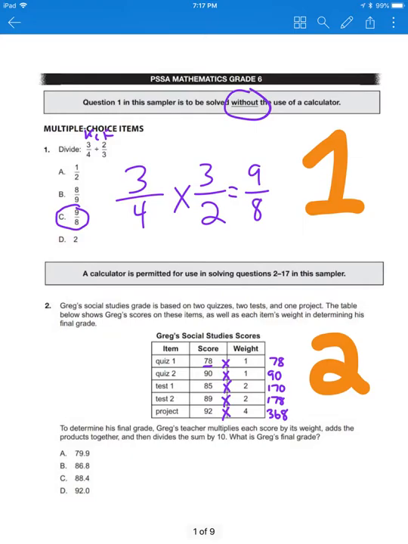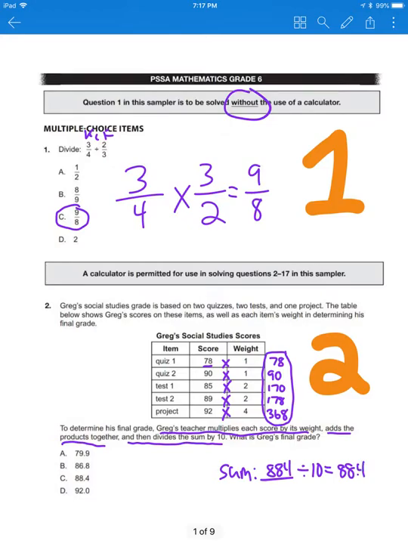368. Now the next thing I have to do says Greg's teacher multiplies each score by its weight. Okay, I did that. Now then he adds the products together. So now I have to add these numbers all up. So I'm going to add those up on my calculator, and I'll get my sum of 884. Okay, the last thing it says, and then divides the sum by 10. So now I'm going to do 884 divided by 10, which is 88.4. And it says, what is Greg's final grade? Well, it's going to be 88.4. All right, that was a tricky one, so let's go on to the next page.